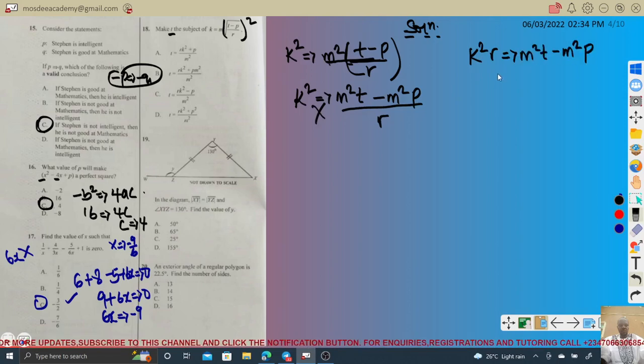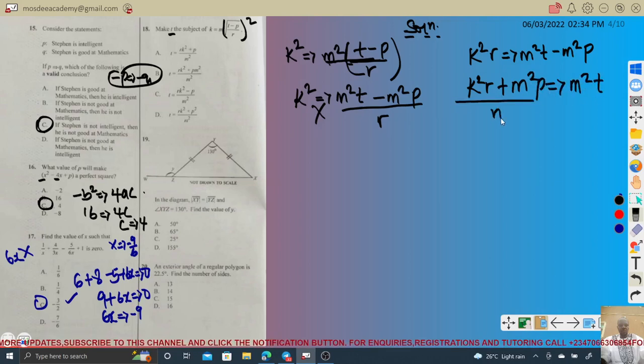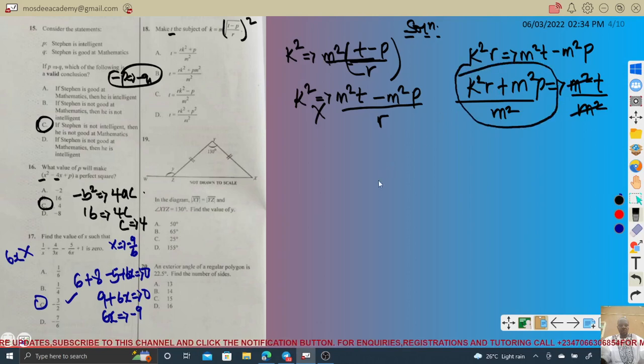What I will do is isolate t. k squared r plus m squared p is equal to m squared t. Divide both sides by m squared. This gets cancelled out, then you have t. So this is the answer you are looking for. And if you watch very well, it is option B, and that is the right answer to that. So next question.